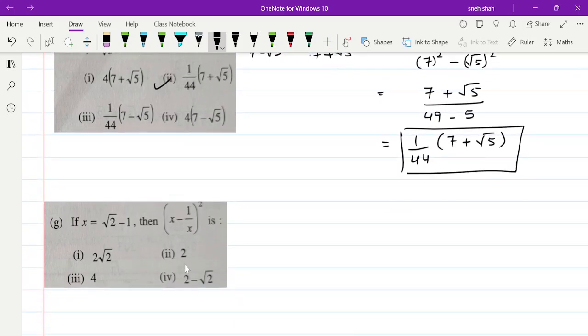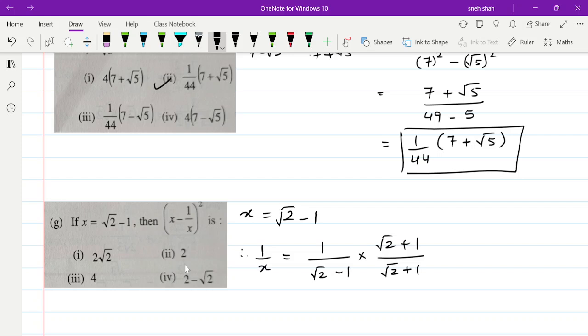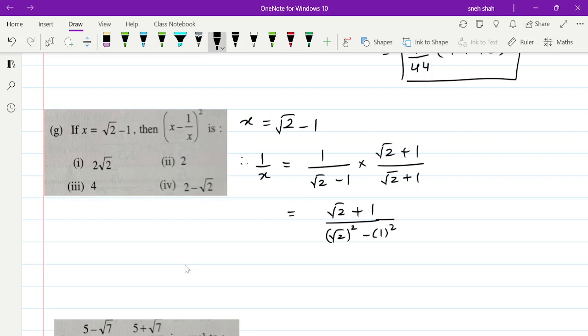In the next MCQ, they are giving us the value of x as root 2 minus 1, and they want us to find the value of (x minus 1 upon x) whole square. In such cases, we will find the value of 1 upon x separately, which will be 1 upon (root 2 minus 1). Now, upon rationalizing this with root 2 plus 1 multiplied in numerator and denominator, we will get root 2 plus 1 divided by root 2 square minus 1 square, as (a minus b) into (a plus b) is there in the denominator, which is equal to root 2 plus 1 upon, root 2 square is 2 and 1 square is 1. So eventually we are just left with root 2 plus 1.